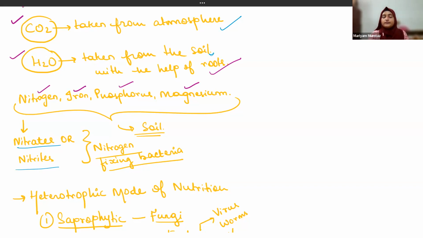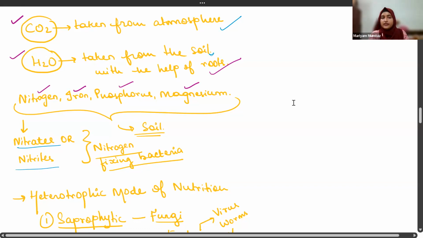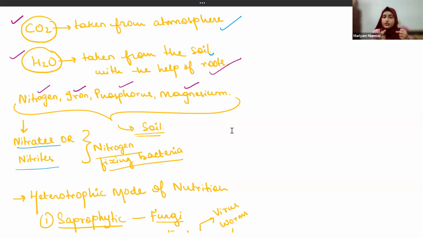These are obtained by the plants from the soil, meaning when the plants are absorbing the water from the soil through the roots, all of these, like nitrogen, iron, phosphorus, and magnesium, are also getting absorbed along with the water. Okay.